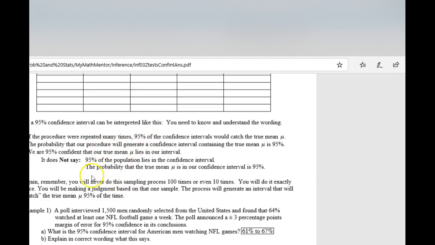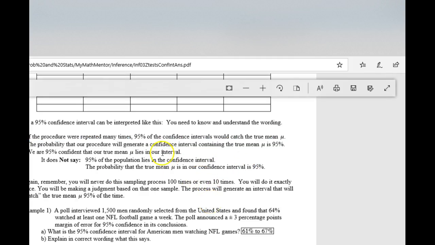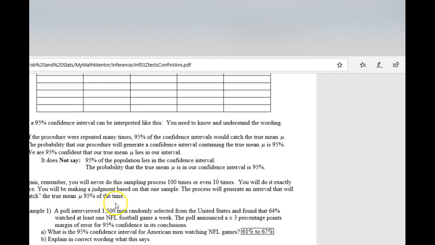So in this example right here, it says that if we did this many times, 95% of the intervals that we would do would contain the true parameter. So it doesn't mean 95% of the population lies in that interval. This is not true right here, okay? So let's look at an example.